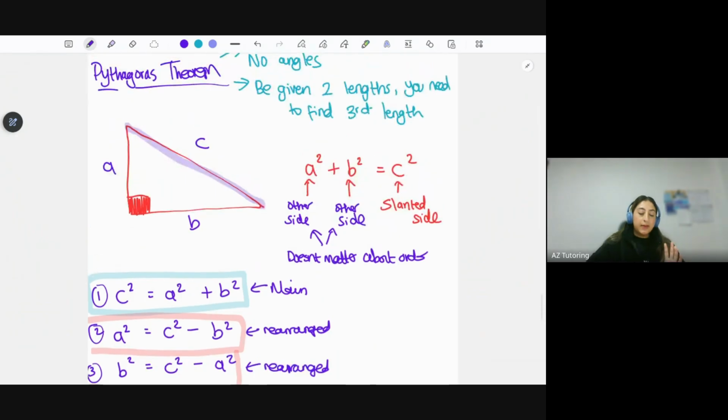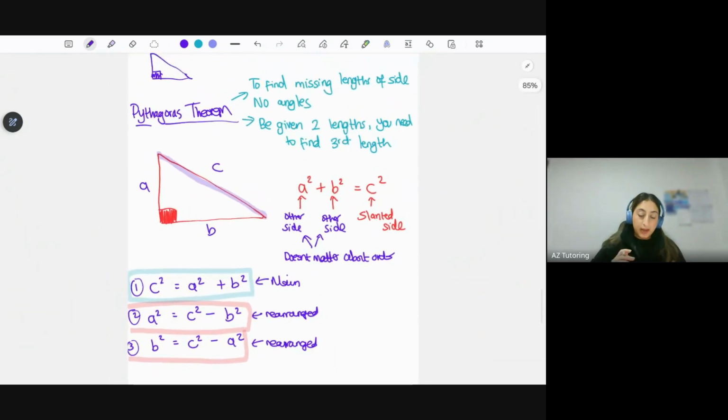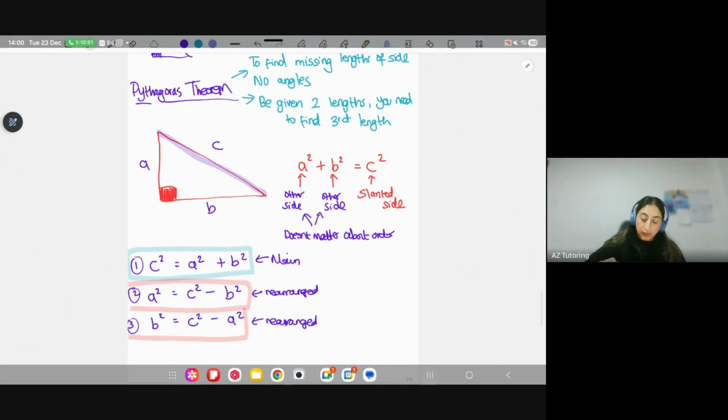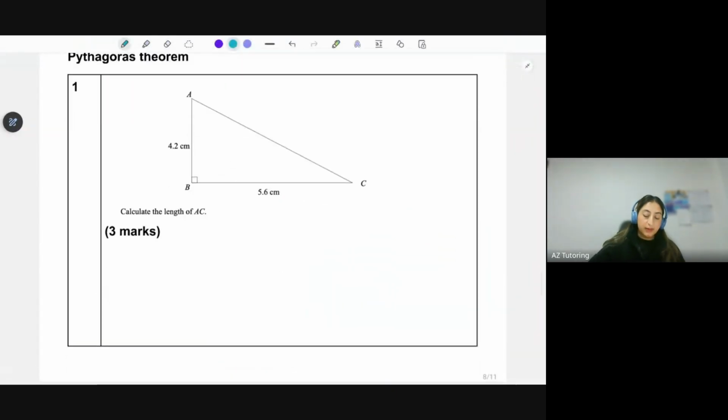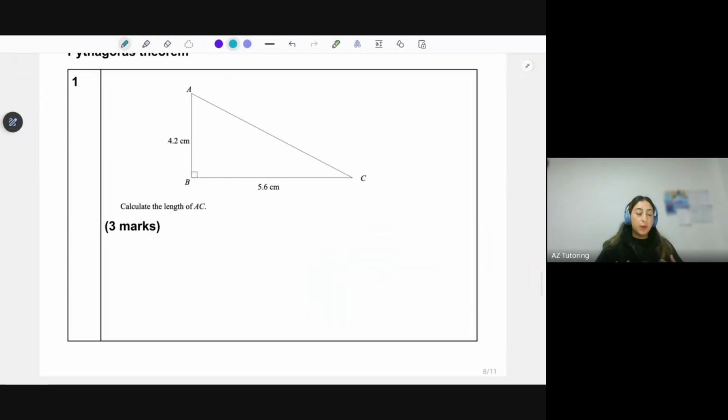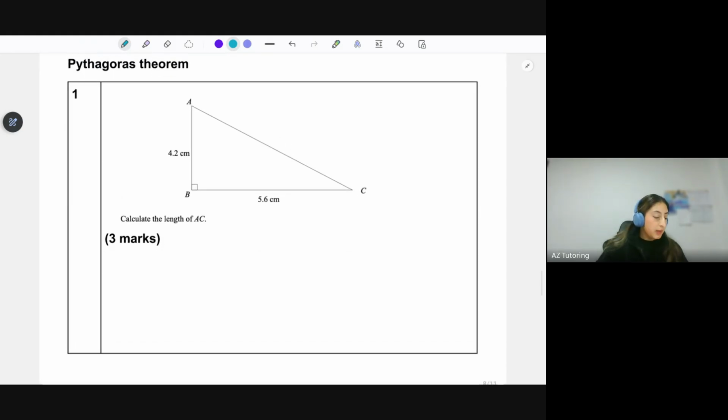So that is everything you need to know for Pythagoras' theorem. Finding missing lengths only, it has to be a right angled triangle, and you need to be given two lengths to find a third length. You can't do it with only one side given. You need to have two sides given, and you find the third missing side. So if we go on to the exam questions, it'll make more sense, because it's more practice. So first question here, speed up a bit, we've got half an hour left.